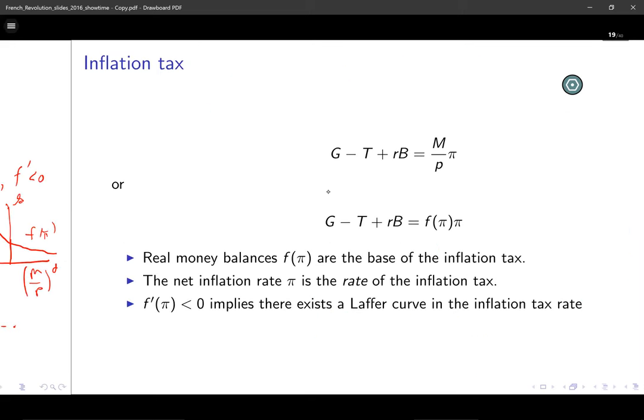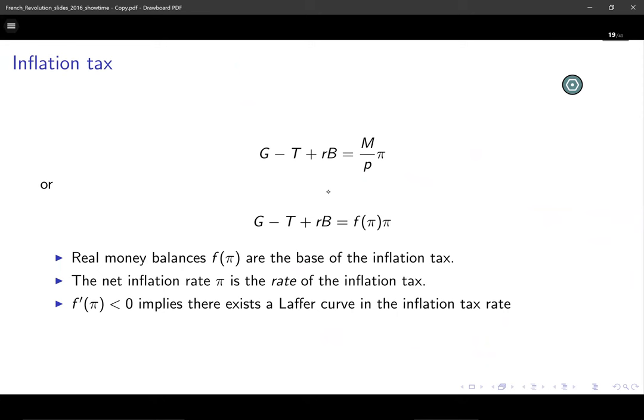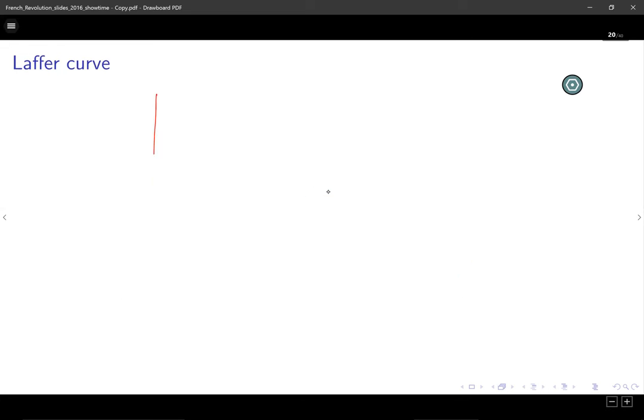Okay, so in a steady state, here's what's happening. The equations look something like this. Real money balances, we're going to view as the base of an inflation tax, and we're going to view pi as the rate of the inflation tax. This equation says that there exists what's called a Laffer curve in the inflation tax rate. And the way this goes is it goes like this.